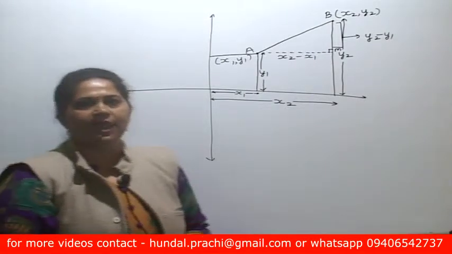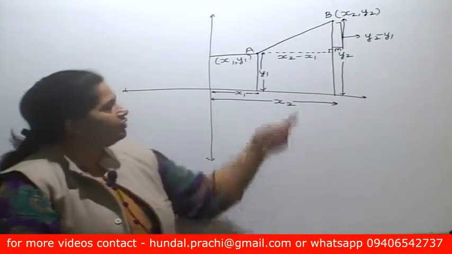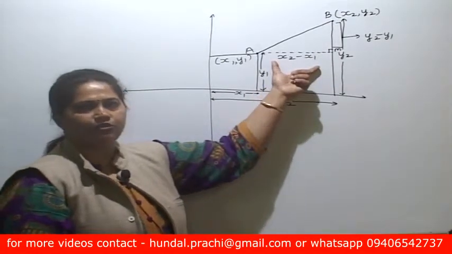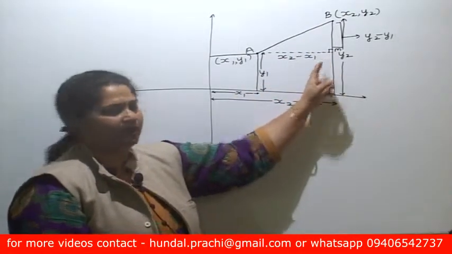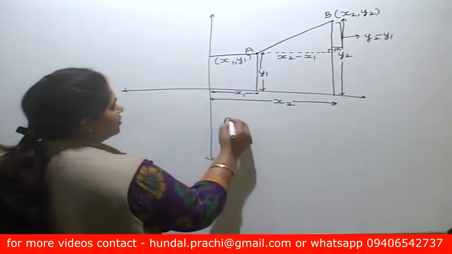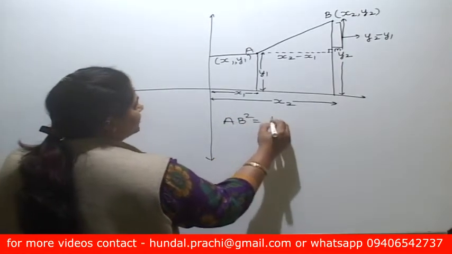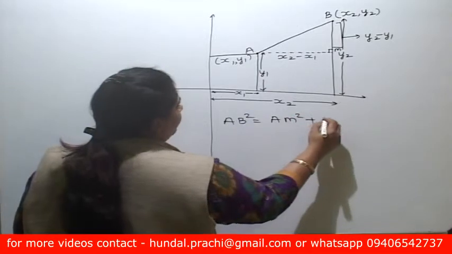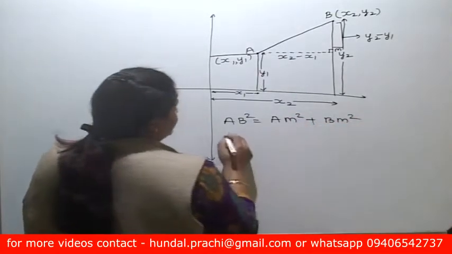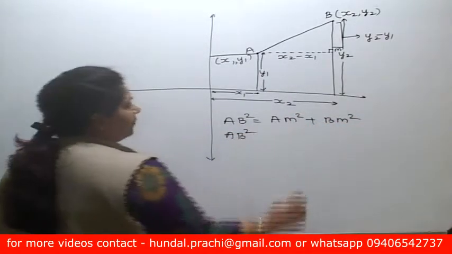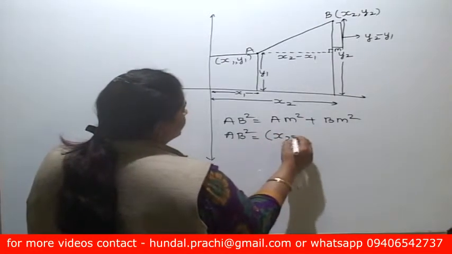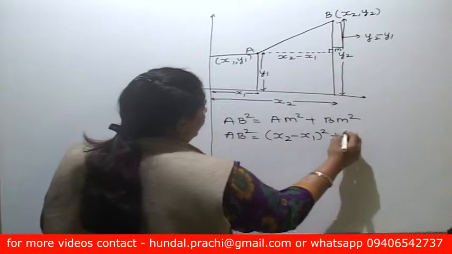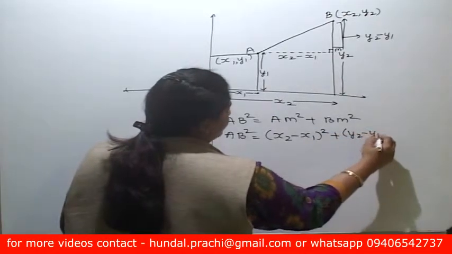Now, we can see that in triangle ABM, we know two sides, AM is x2 minus x1, whereas BM is y2 minus y1. If we apply the Pythagoras theorem, then AB square is equal to AM square plus BM square. Since we have to find the distance AB, AB square is equal to (x2 minus x1) whole square plus (y2 minus y1) whole square.